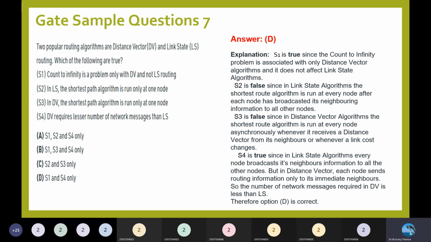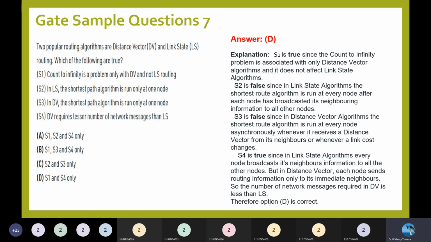Again, it has been found that answer D is correct. The explanation: S1 is true, of course we have the count to infinity problem. S2 is false because in link state the shortest path algorithm is run at every node after each node has broadcast its neighbor information. Here it is said to run at only one node. No, it is not like that. In both the link state routing algorithm and the distance vector routing algorithm, each and every node is sharing its own information, so each and every node plays its vital role in finding the shortest path, not only one node. So that statement is false.